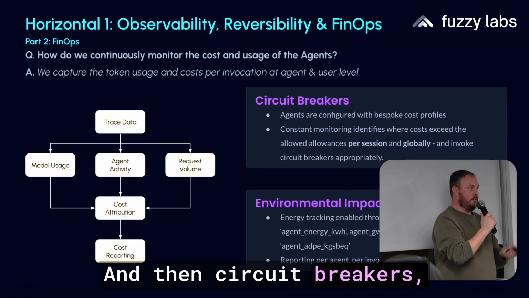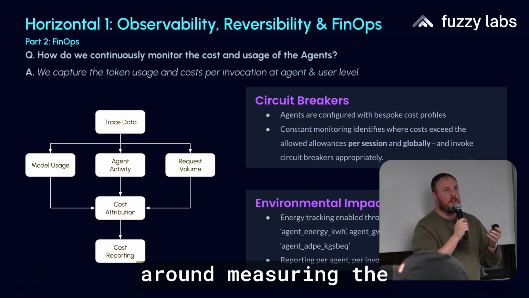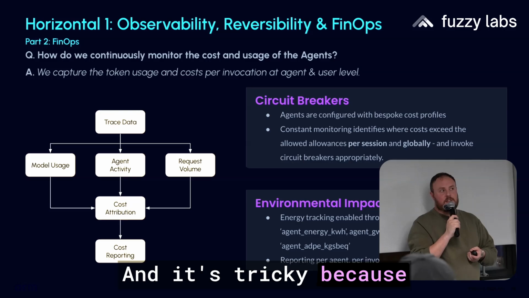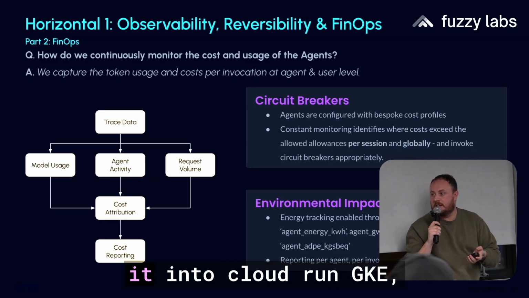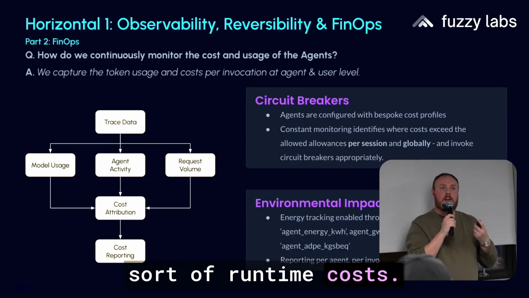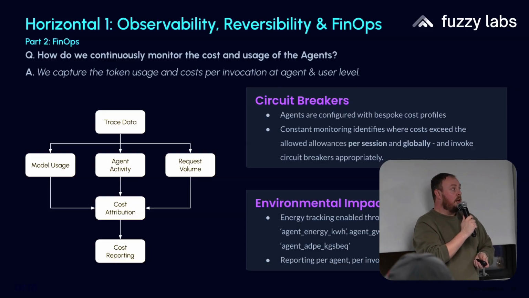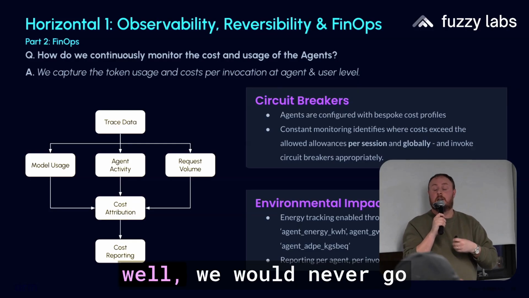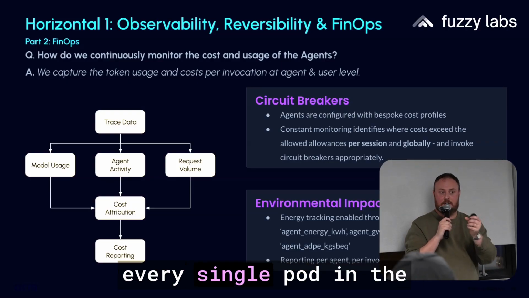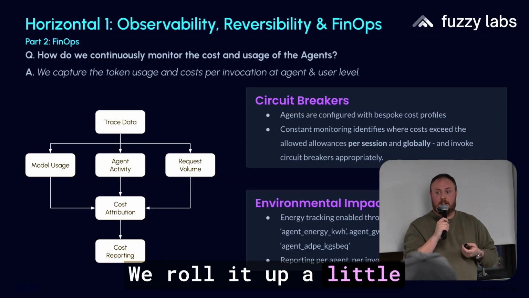And then circuit breakers, environmental impacts. One of the interesting things that we're trying to do at the moment is around measuring the cost of an AI agent. And it's tricky because you've got your standard infrastructure costs. If you're deploying it into Cloud Run, GKE, you've got your standard sort of runtime costs. That's easy to measure. You've got your token usage and attributed costs then from the language model. We would never go to the nth degree of every single pod and the cost of that particular pod in the stack, right? And we roll it up a little bit higher than that.